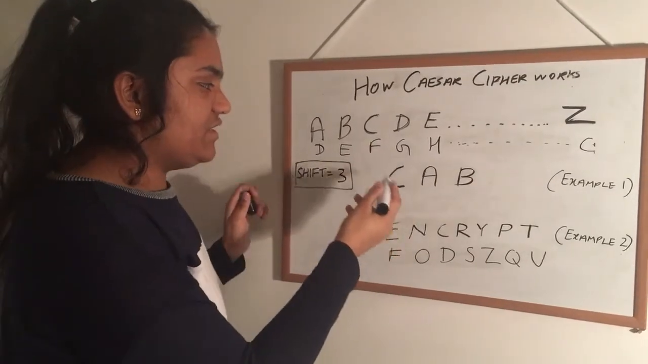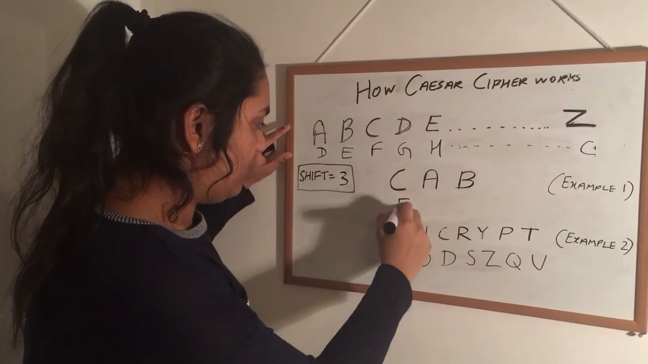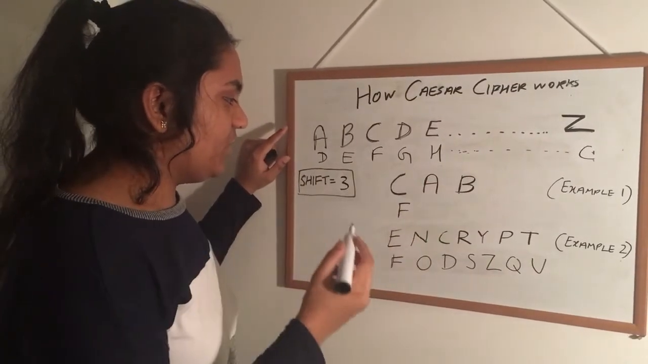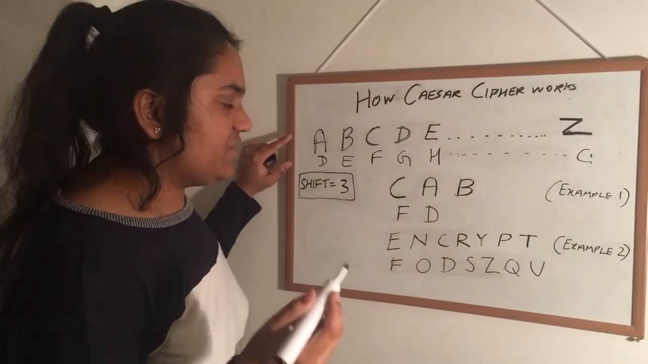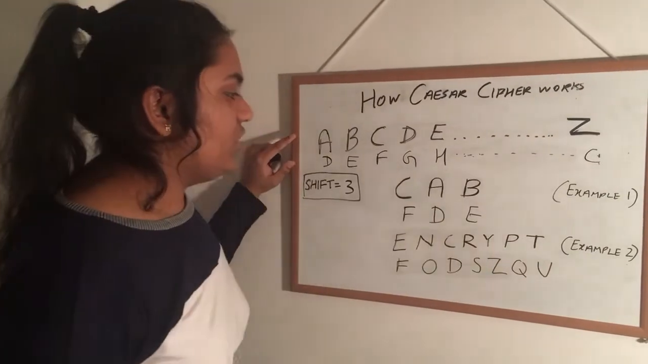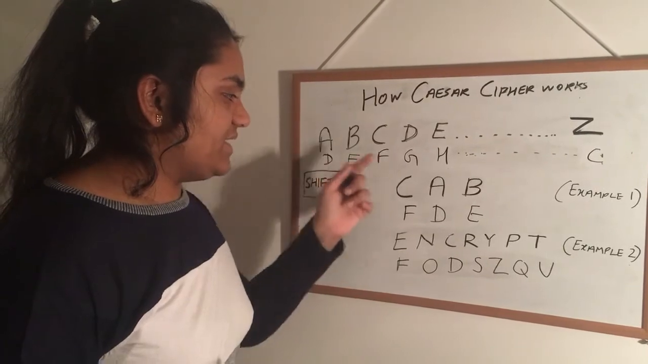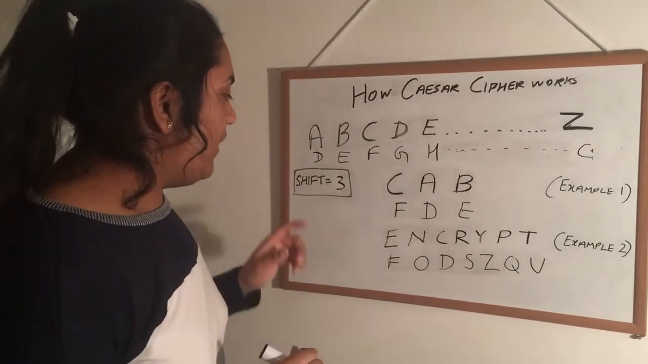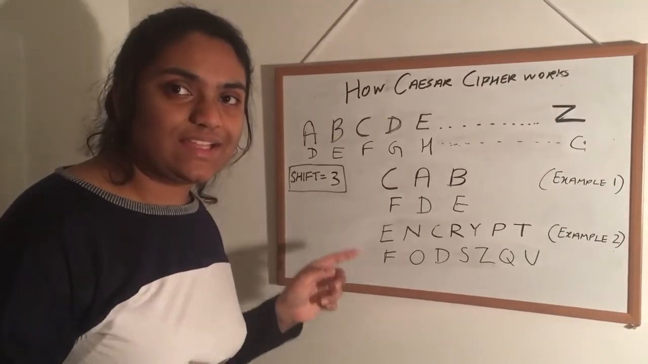So C is shifted 3 letters, D, E, F, so it is F. A is shifted 3 letters, which is D. B is shifted 3 letters, which is E. So, the encrypted text of the plain text cab will be FDE. Now what happens if we apply a shift of 3 to the plain text encrypt?